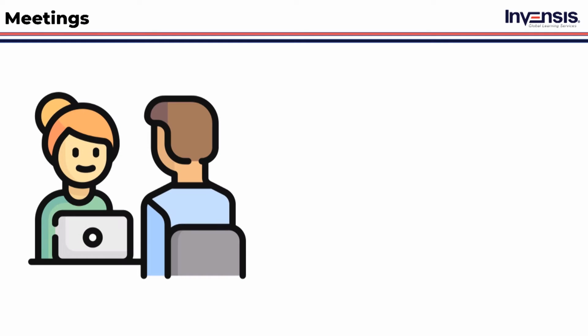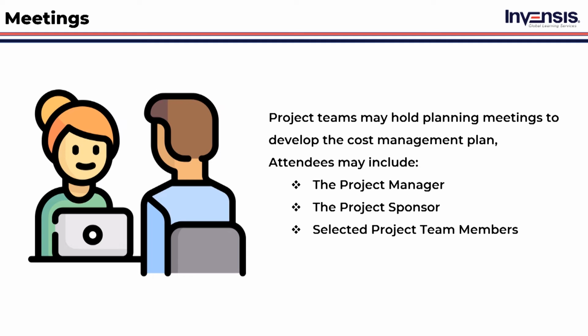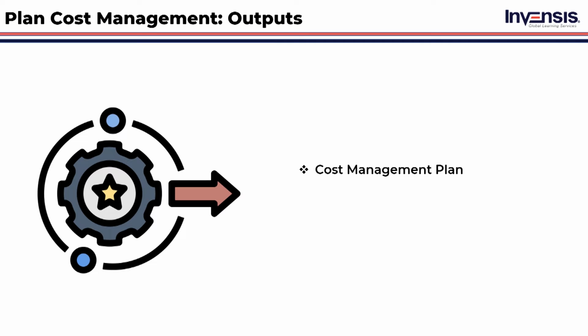Now, last but not least, meetings are the final technique that is used in plan cost management. Project teams may hold planning meetings to develop the cost management plan. The attendees to these meetings are the project manager, the project sponsor, selected project team members, selected stakeholders. This is all about the tools and techniques. Now let us understand the outputs of this process. Outputs. The output for this process is cost management plan.